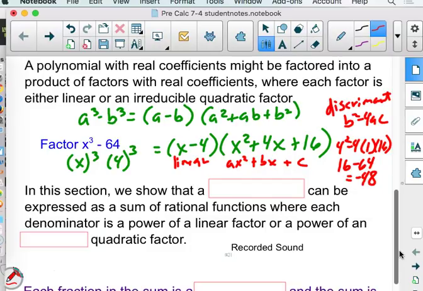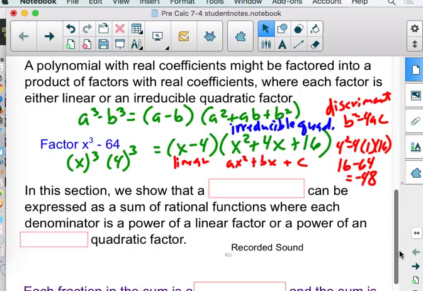So that means that our ax squared plus bx plus c that we have here, x squared plus 4x plus 16, is an irreducible quadratic. It's quadratic, it's a degree 2 polynomial, but it cannot be factored any further. Irreducible. So when they talk about those irreducible factors in the future, that's what they mean.